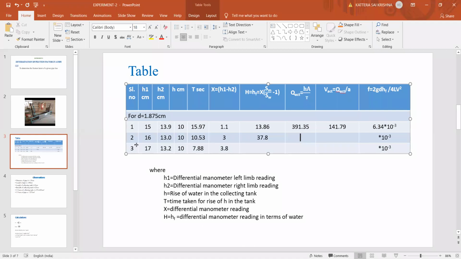321, Tanuj. Sir, I will answer for Q actual. 593.54. 593.54. Good. Next.